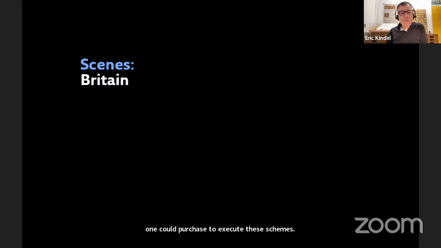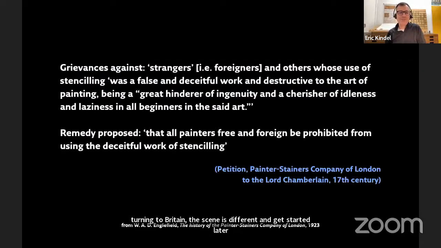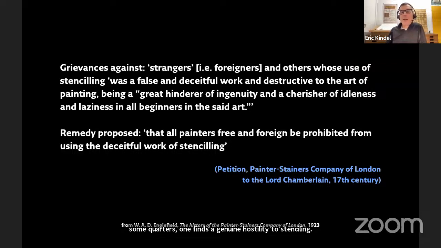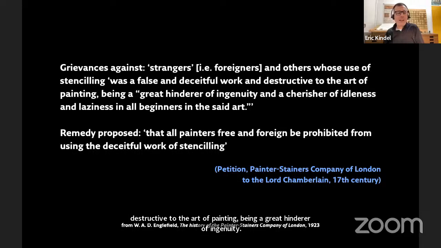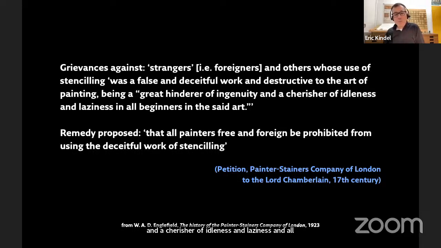Okay, turning to Britain, the scene is different and gets started later. In some quarters, one finds a genuine hostility to stenciling, as confirmed by this petition lodged by the Painter Stainers Company of London. It presents grievances against foreigners and others whose use of stenciling was a false and deceitful work destructive to the art of painting, being a great hinderer of ingenuity and a cherisher of idleness and laziness in all beginners in the said art. The company's proposed remedy was that all painters, free and foreign, be prohibited from using the deceitful work of stenciling.